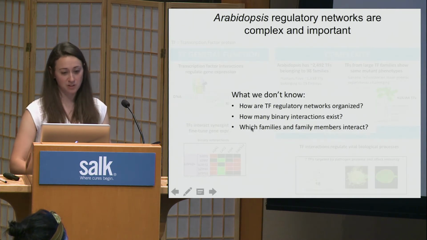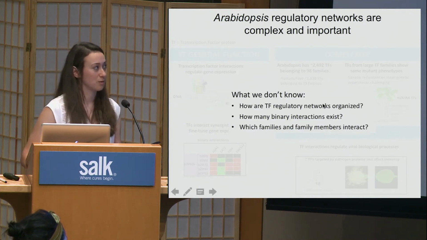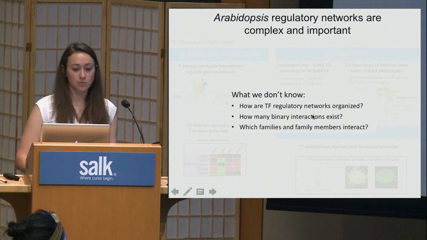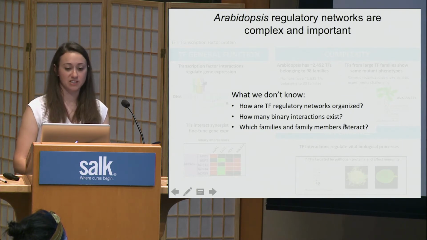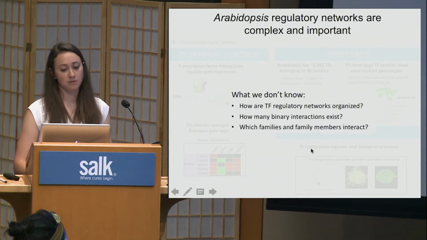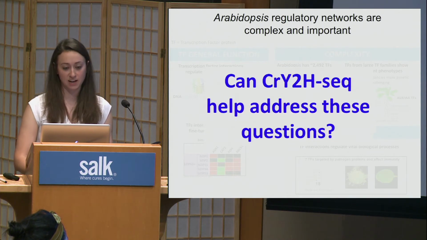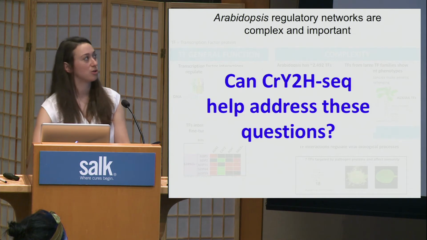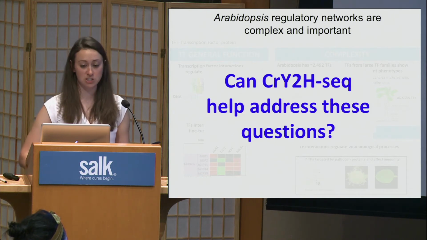But we don't know how transcription factor networks are organized. We don't know how many binary interactions exist, and we don't know which families or family members interact. And so I wanted to know, could Cry2H-seq help address these questions?